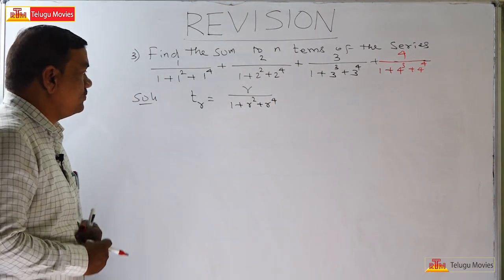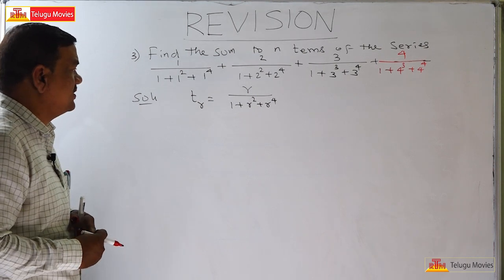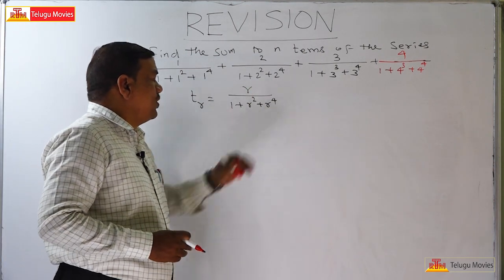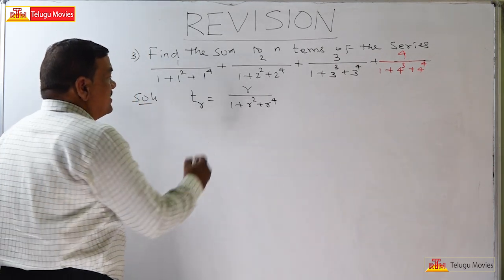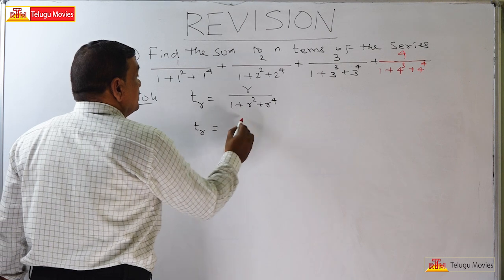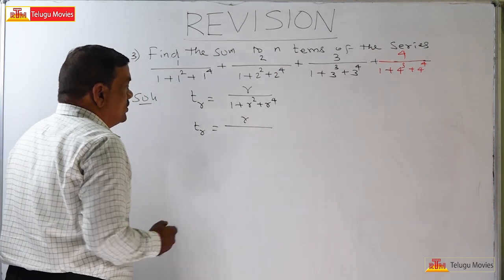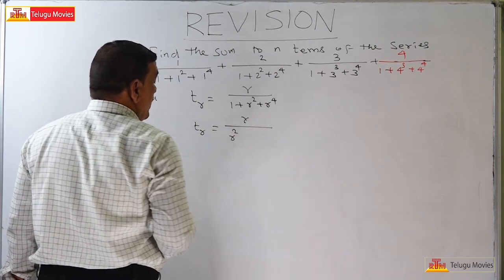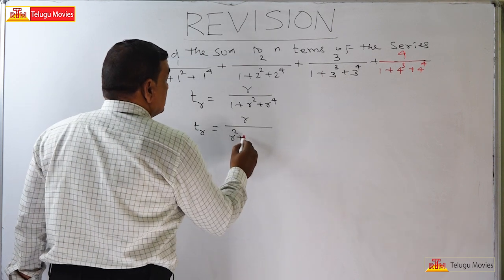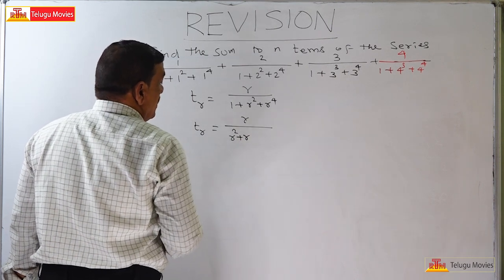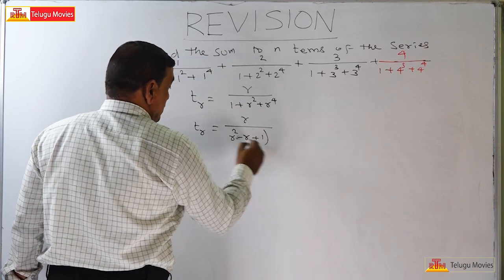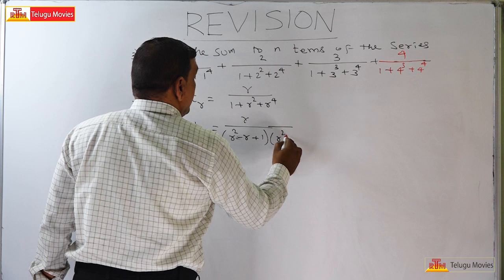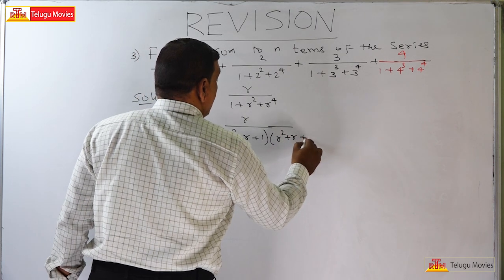Right. Then how to factorize this? So, numerator is okay. For denominator, can we factorize this? Yes, we can factorize this. R to the power of 4 plus r square plus 1 is equal to r square plus r plus 1 into r square minus r plus 1.